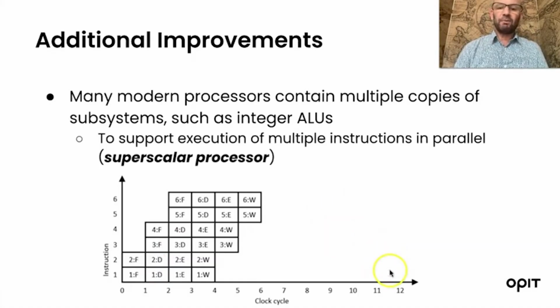So to support execution of multiple instructions in parallel, this is actually referred to as a superscalar processor. So this example here is a diagrammatic representation of a superscalar processor that can use subsystems to perform particular parts of the execution, the 4 steps of the instruction model, in parallel.